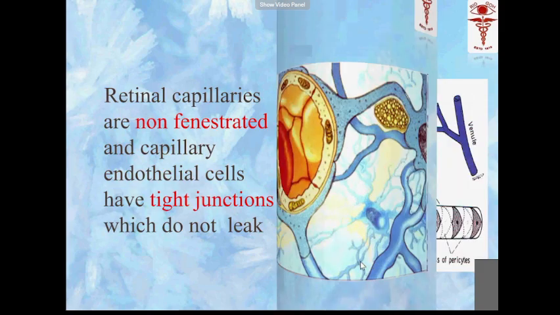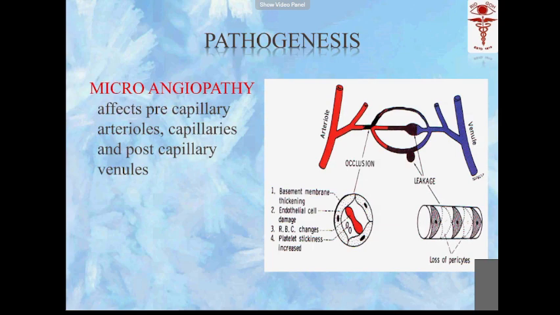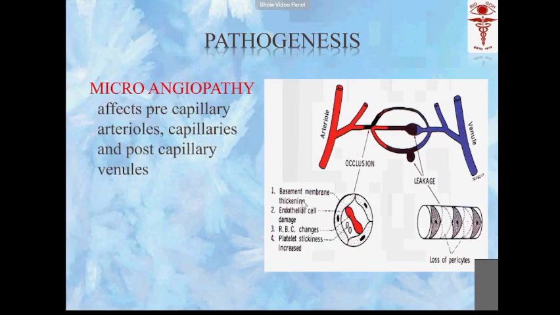Okay. So what is the pathogenesis? The main pathogenesis is microangiopathy. So what is microangiopathy? This is the retinal arteriole, this is the capillary plexus, and this is the venule. This part is the precapillary arterioles, the capillaries, and the postcapillary venules. This is affected in diabetic retinopathy.